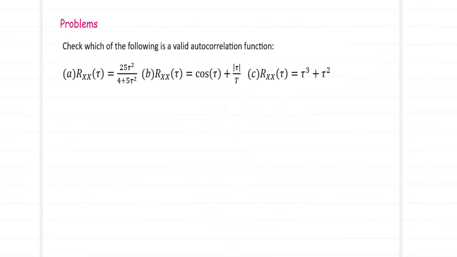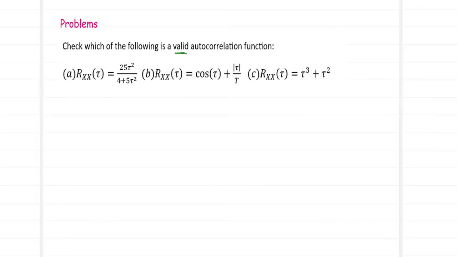The first problem is: check which of the following is going to be a valid autocorrelation function. You have been given a set of problems A, B and C. So we are to check which of these is going to be a valid autocorrelation function. We will try to recollect the properties of the autocorrelation function which can help us identify whether they are going to be valid or not. So how can we check the validity of an autocorrelation function?